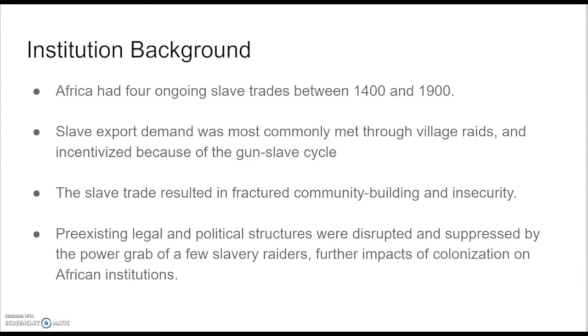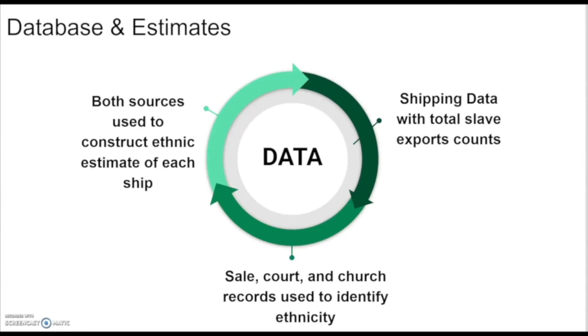In terms of institution, two important things to keep in mind. First is that Africa had 4 ongoing slave trades between 1400 and 1900, which will allow for comparison at the result level. And second, that pre-existing legal and political structures were disrupted by the participation in the gun slave cycle, which led to an increased amount of raids.